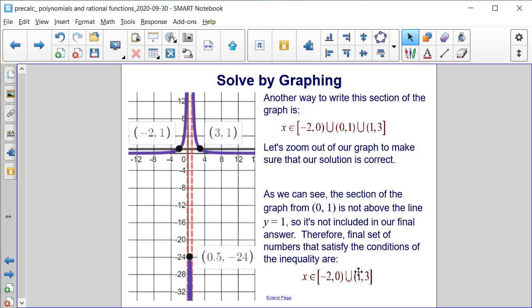Therefore, the final set of numbers that satisfy the conditions of this inequality is x is contained in the interval, including -2 up to 0, not including 0, in union with 1, where we're not including 1, up to 3, where we are including 3.